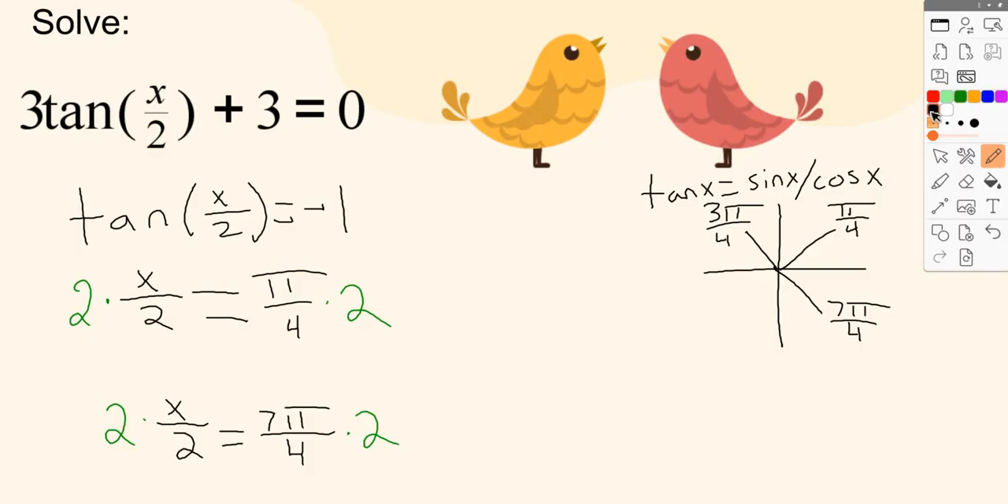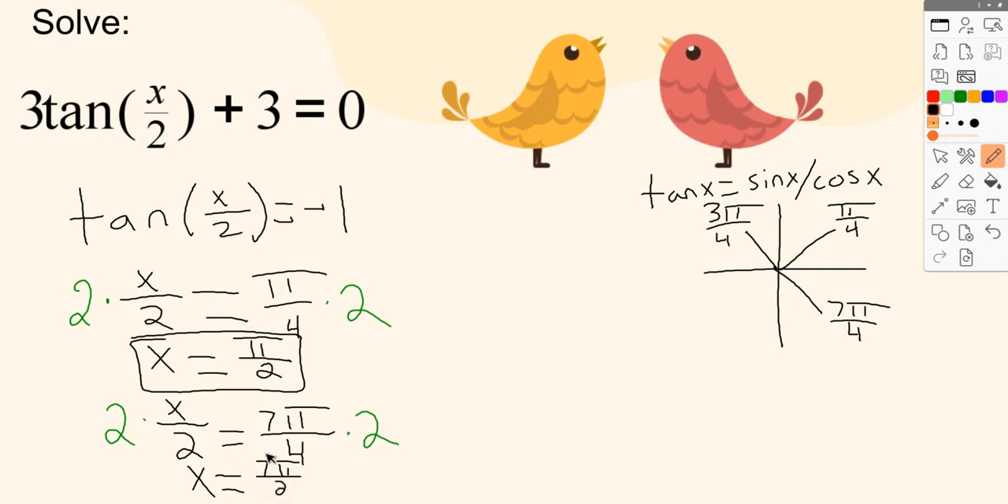So on our first one, I get x equals, and how many times does 2 go into 4? 2. So I end up with pi over 2. And on my second one, again, how many times does 2 go into 4? 2, so I end up with 7 pi over 2 instead. Like I said, the first part, isolating and then using our unit circle, is exactly what we've been doing. We just add one more step at the end to undo whatever is on the inside there.